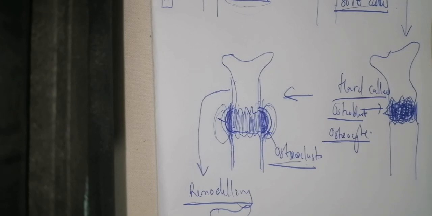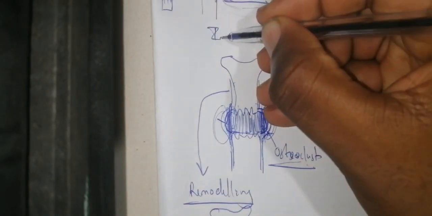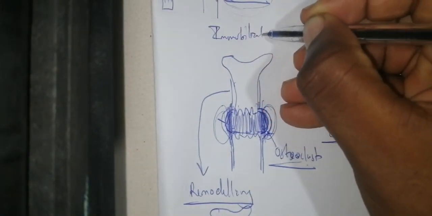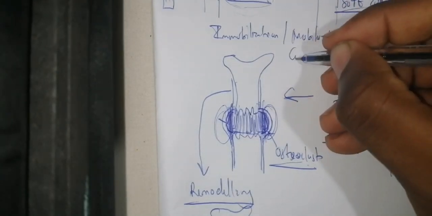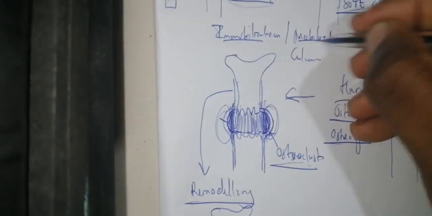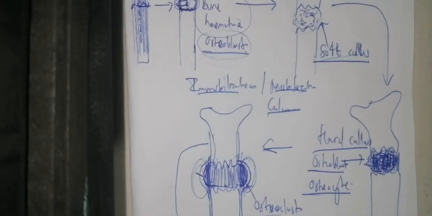So in order for you to know all the factors that affect the bone healing, go back to your tutorial on wound healing and you will see all those factors associated with wound healing are also associated with bone healing. In addition to those factors, you have immobilization and mobilization with calcium. So we have calcium, immobilization, and mobilization. Those are the three major factors associated with bone healing, specifically associated with bone healing.